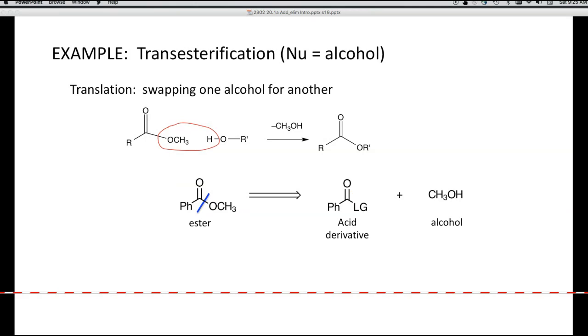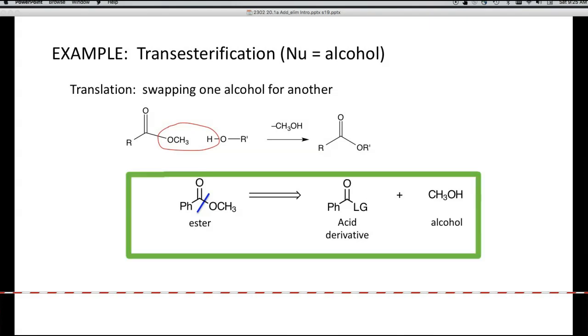So that is your synthetic mantra. Your mechanistic mantra is up, down, and out. Your synthetic mantra is, hey, I can cleave any carboxylic acid derivative right there between the carbonyl and whatever that potential nucleophile / leaving group is.